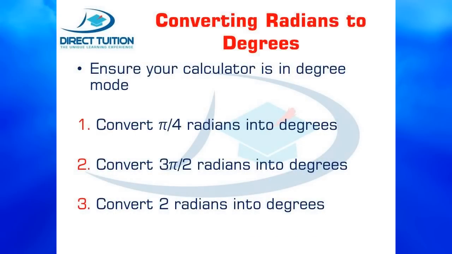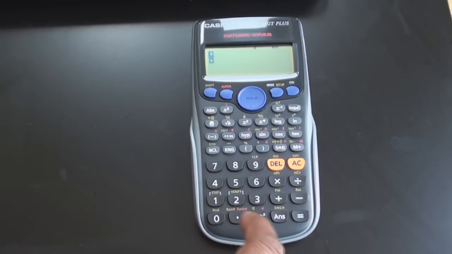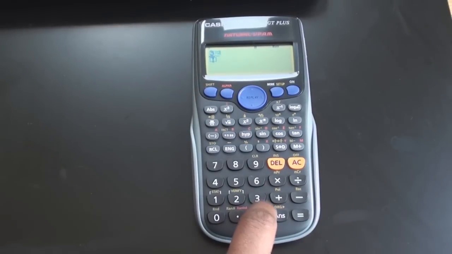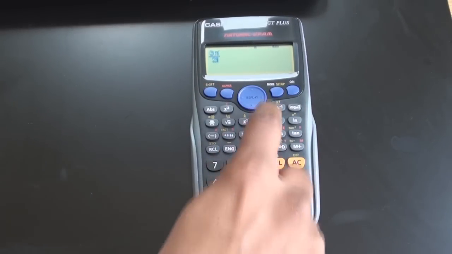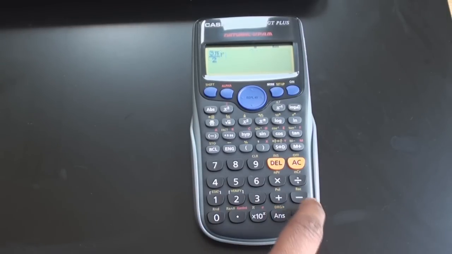Let's try the next one. Number 2, convert 3 pi over 2 radians into degrees. Let's do the same thing. Fraction mode, 3 pi over 2, Shift Answer, and we're in radians, equals 270 degrees. That's the same answer that I got earlier as well.